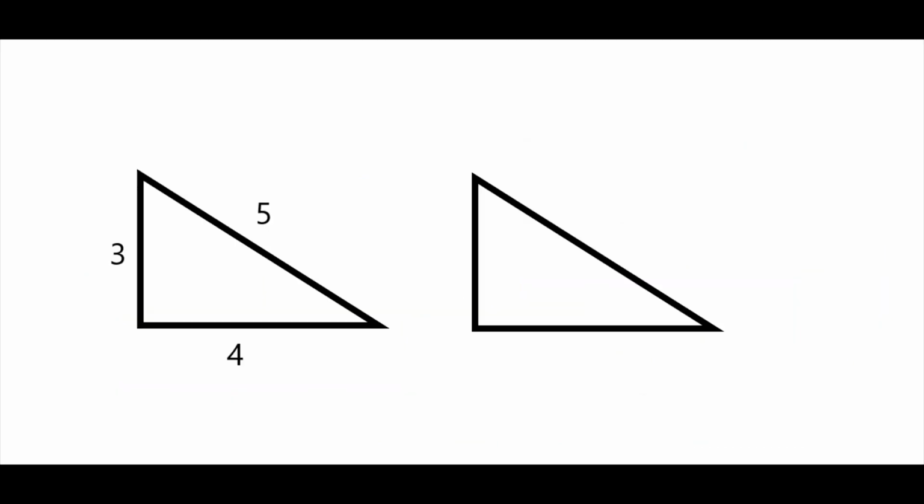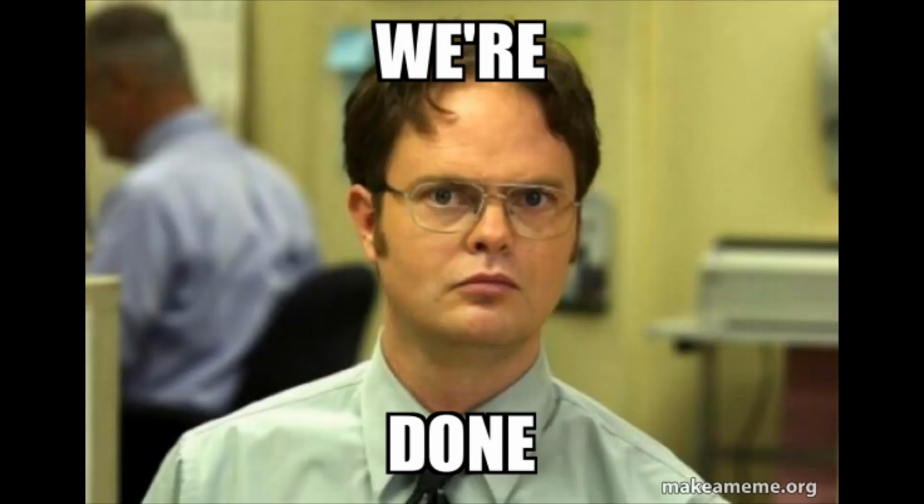For example, 3, 4, 5 would be a Pythagorean triple. Another one is 6, 8, 10, and we can check these triples just by doing the math. For example, for 3, 4, 5, 3 squared is 9, 4 squared is 16, and 9 plus 16 is 25, which is 5 squared. And that'll do it for angles and triangles.